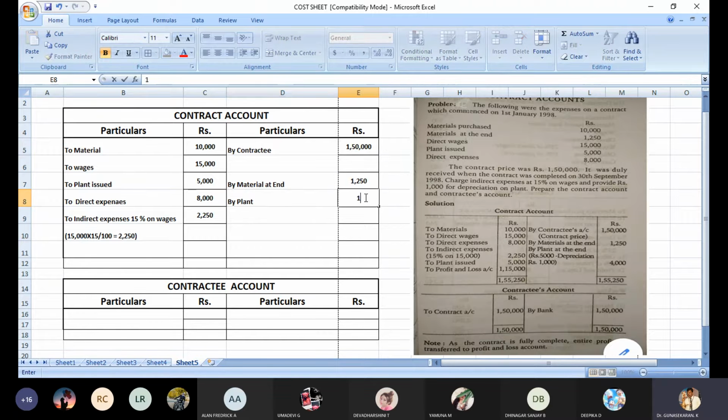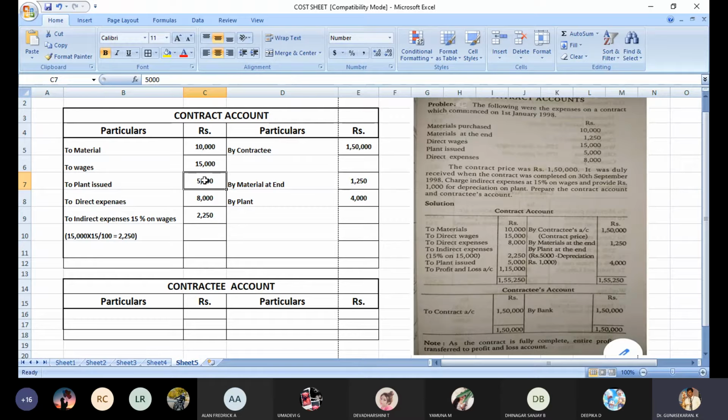4,000. How to write 4,000? Very simple. Actually, the plant cost value is 5,000. The same plant is also available at the end of the contract. The plant is also an asset, stock. So cost wise, we have to enter 5,000 rupees on the debit side.